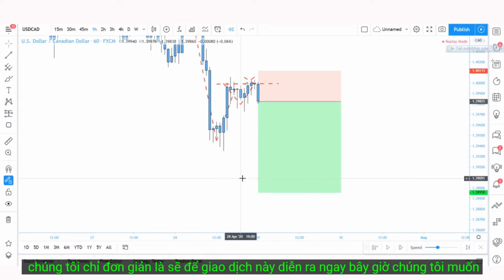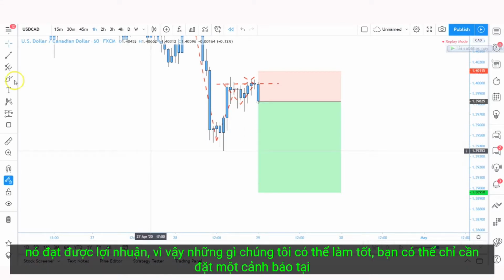Now, we do want a notification of what's happening with this trade, whether it hits stop loss or whether it hits take profit. So what can we do? Well, you can simply set an alert at your stop loss, and you can simply set an alert at your take profit. Now, this will stop you wondering what's happening to your chart, because if it does hit your stop loss, then you're going to know about it, and if it is your take profit, then you're going to know about it.